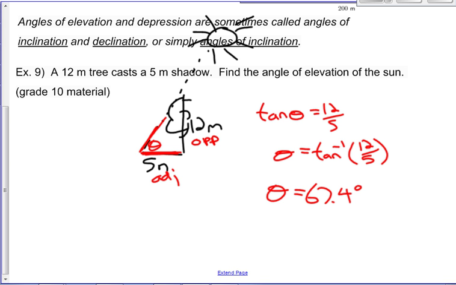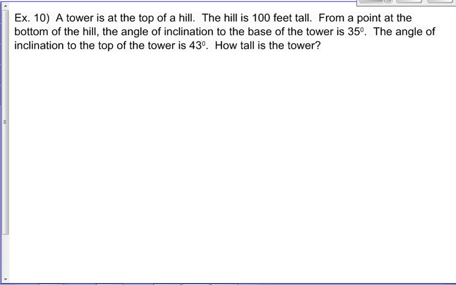Let's do a fairly involved question that involves drawing the situation, which you'll likely have to do on your math exam, and involves some non-right angled triangles. Here we've got a tower that's at the top of a hill, and the hill is 100 feet tall. From a point at the bottom of the hill, the angle of inclination to the base of the tower is 35 degrees. The angle of inclination to the top of the tower is 43 degrees. How tall is the tower?